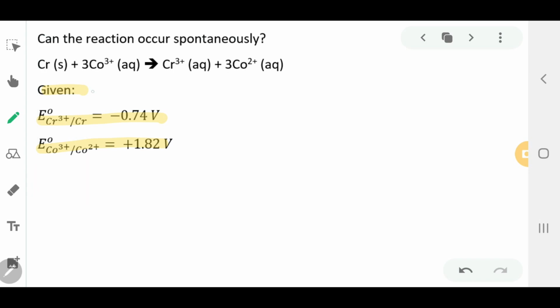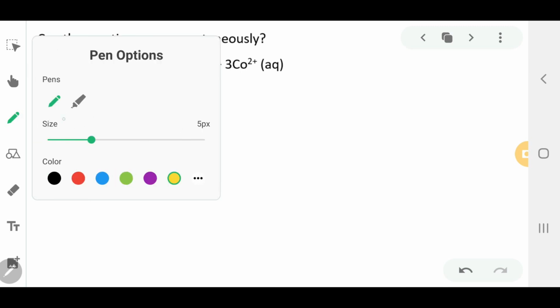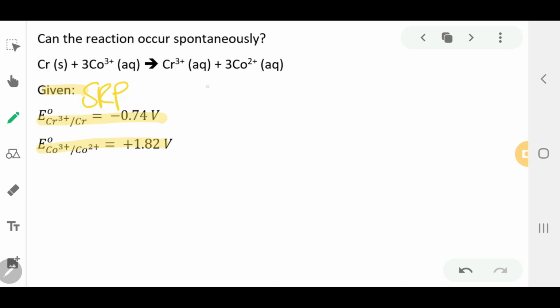Okay, in here you are given the SRP value, and the first thing you need to do, step number 1, is split this overall cell reaction into two, into anode and cathode. And that is quite easy. So we're going to do it one by one. First we try to do Cr solid and Cr3 aqueous. Okay, so step 1, I'm going to highlight that over here.